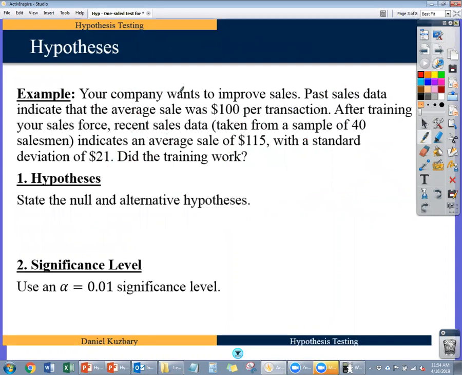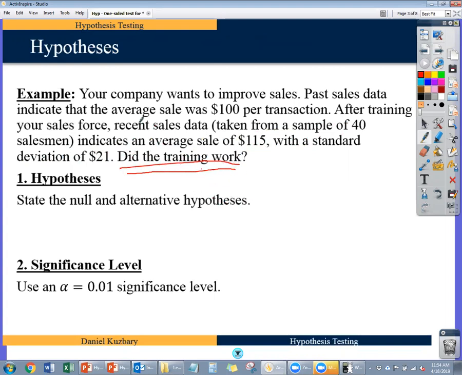So here we have a company that wants to improve sales. Past sales data indicate that the average sale was $100 per transaction. After training your sales force, recent sales data taken from a sample of 40 salesmen indicates an average sale of $115 with a standard deviation of $21. And the question we want to answer is, did the training work? And we're going to use a hypothesis test to try to answer this question.